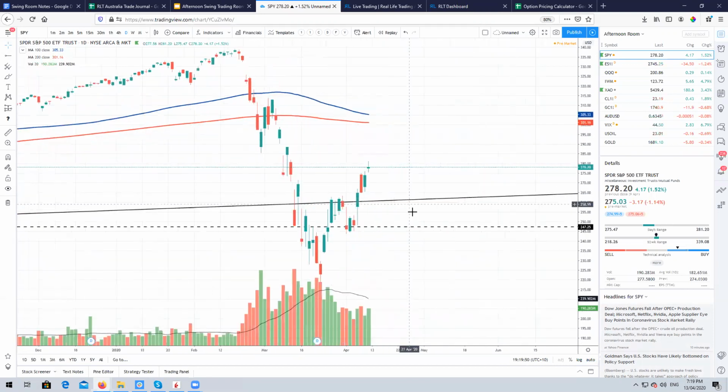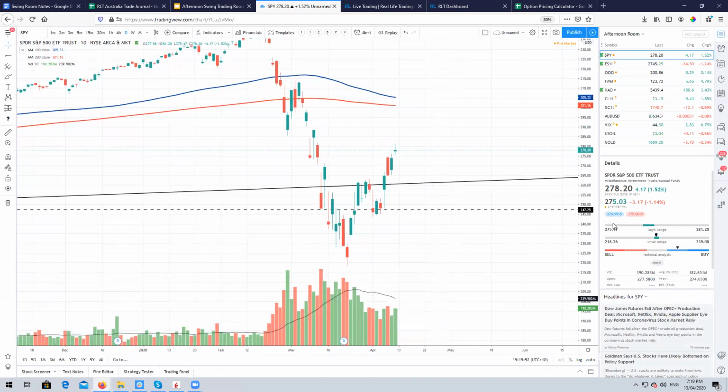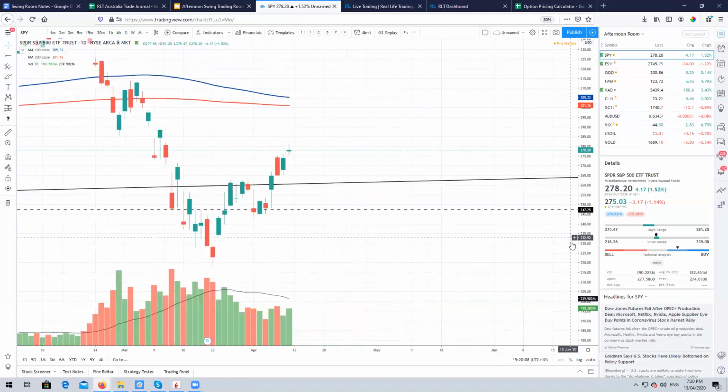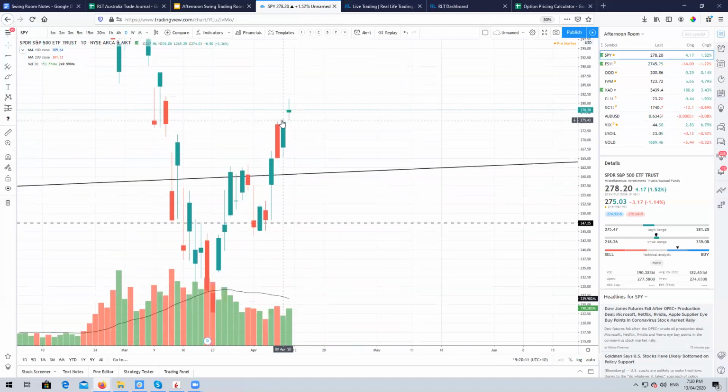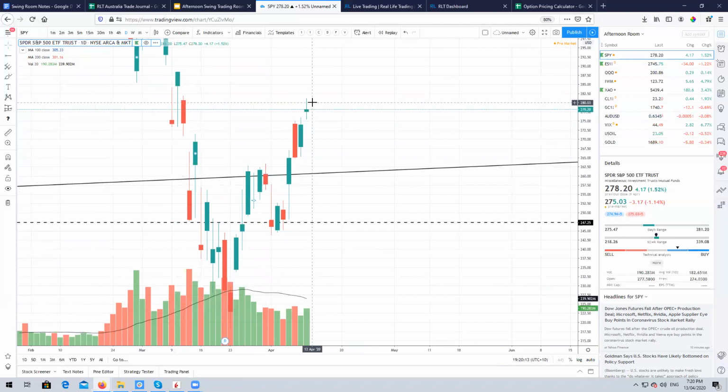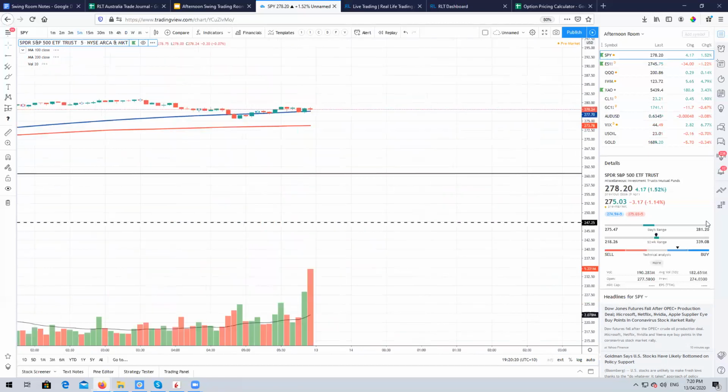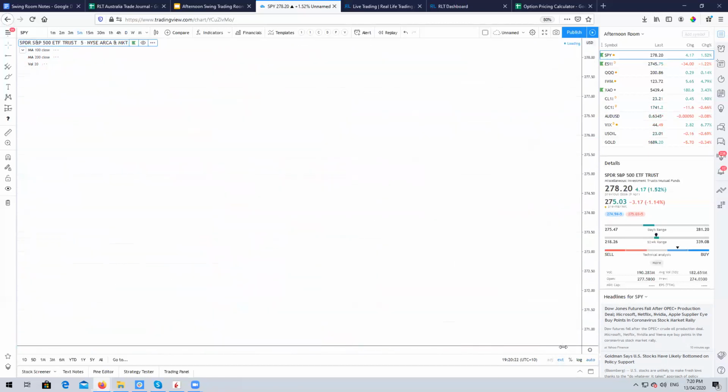So the SPY was at 278 as of Thursday, and we are currently gapping down to 275. What's interesting about that is it is just clearing the low of this particular candle. The low of this candle is 275.47.